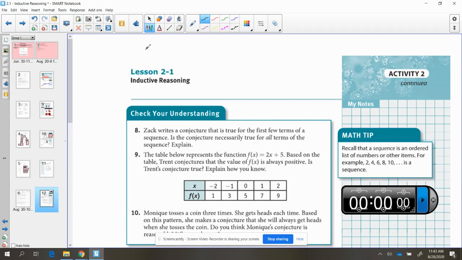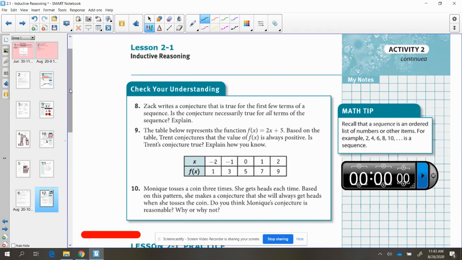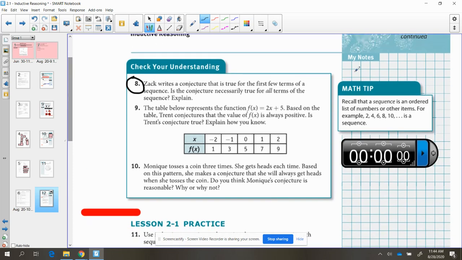What this ultimately tells us is that we can't always base our facts on conjectures, right? Conjectures don't necessarily hold true unless we prove them. So inductive reasoning sometimes will have some flaws, okay? So that's where number 8 comes into play when it talks about if a conjecture is true for the first few terms, is it necessarily true for all of the terms? The answer is no, not necessarily. Without proving it, we don't necessarily know in the long run if that's going to hold true.